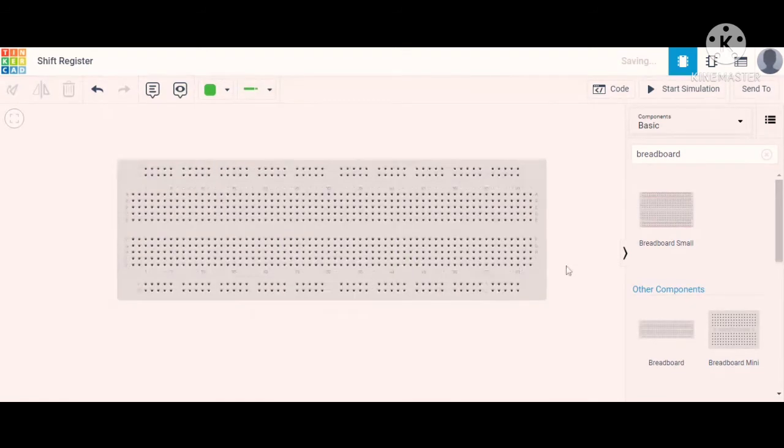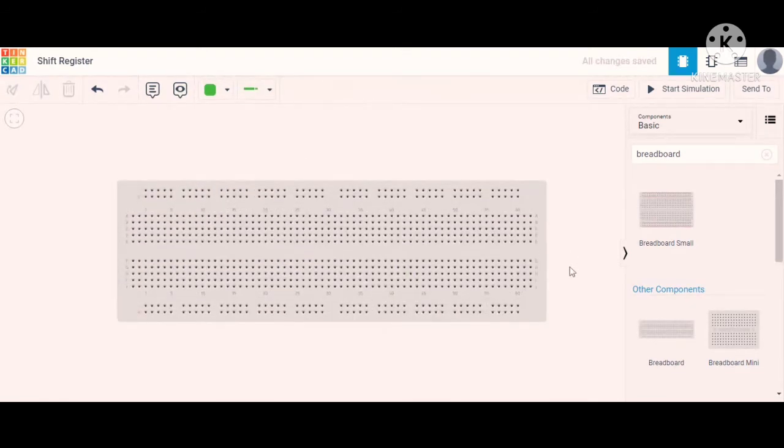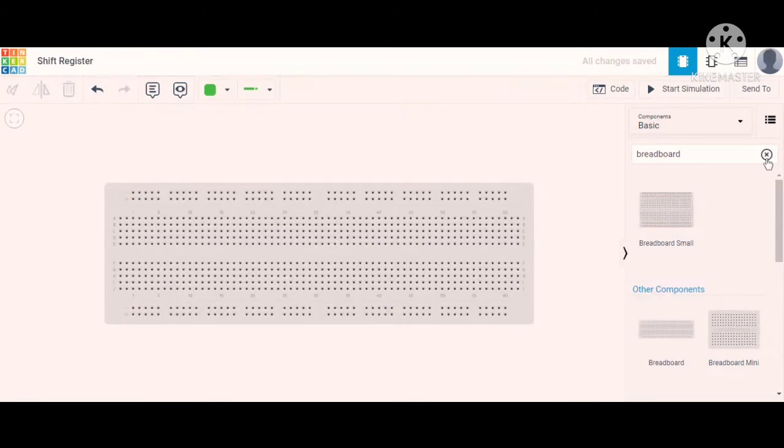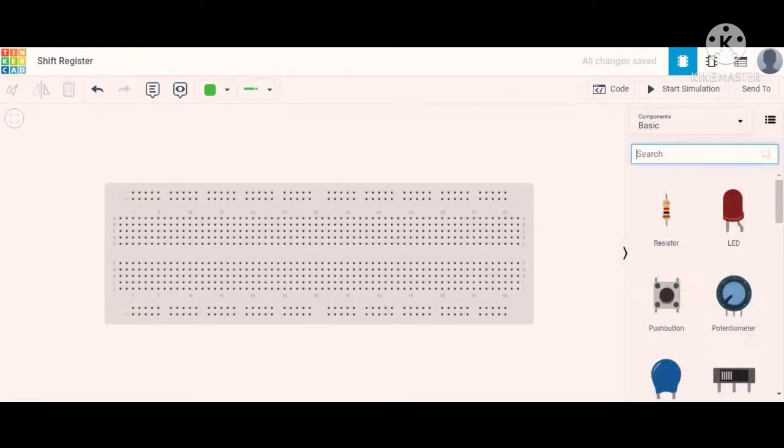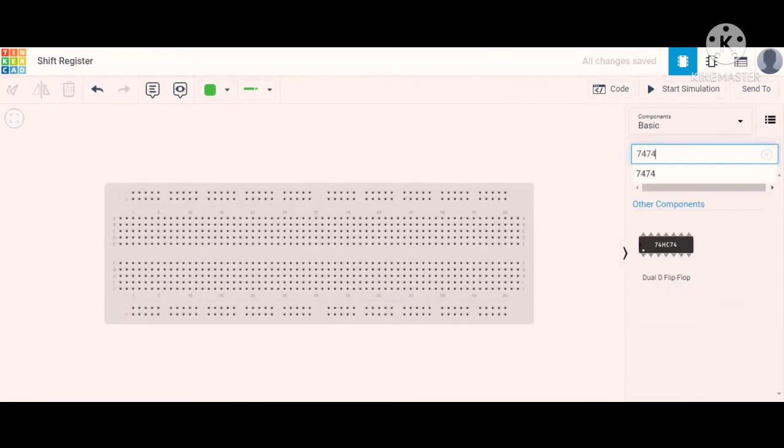And after that, the next thing is the 7474 IC. The 7474 IC we are using for the D flip flop. So that's why we put that IC on the breadboard. We very well know that in the IC we have 2 flip flops. One flip flop occupies the left side position, and the other flip flop occupies the right side position.